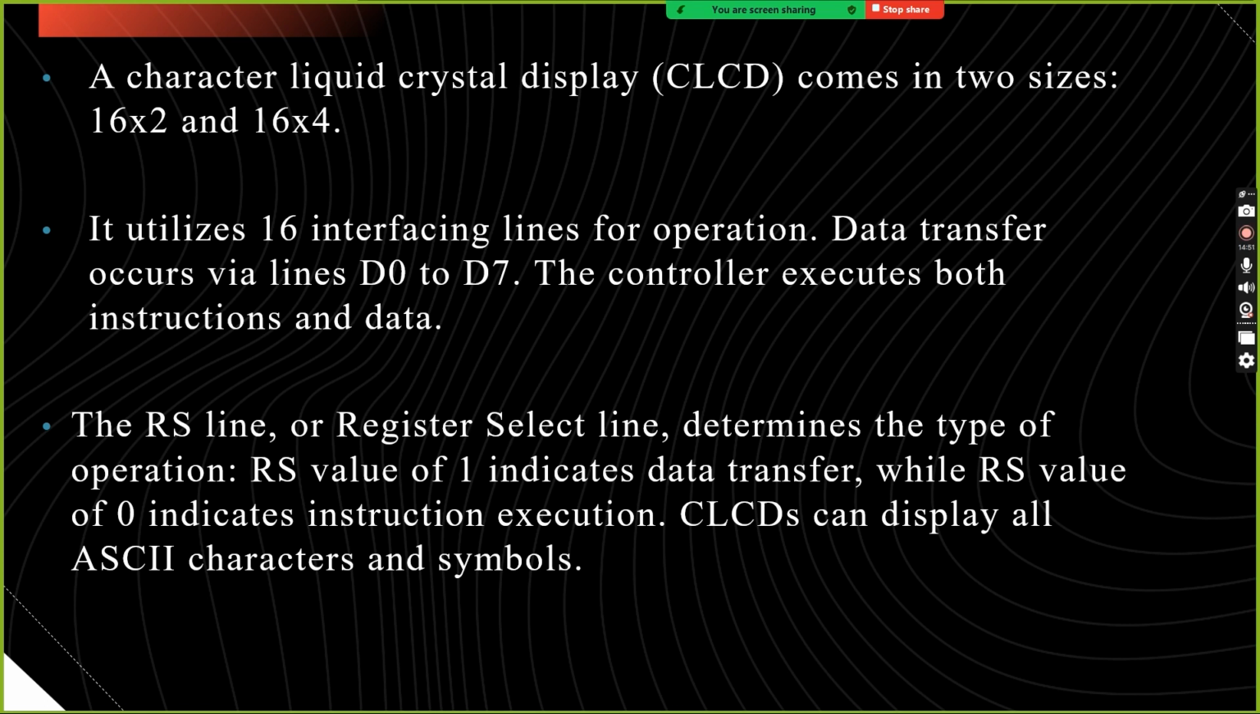Data transfer occurs via lines called D0 to D7. The controller executes both instructions and data. Coming to the RS line, standing for Register Select line, it determines the type of operation. If the RS value is 1, then data transfer is going to occur, while an RS value of 0 indicates instruction execution. CLCDs can display all ASCII characters and symbols.